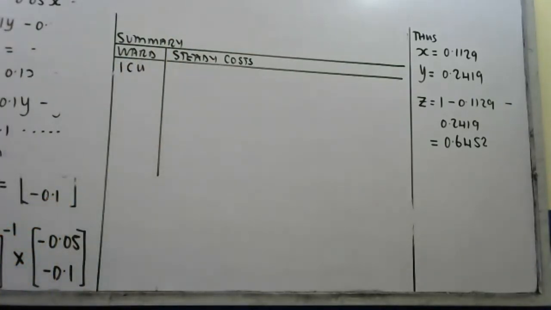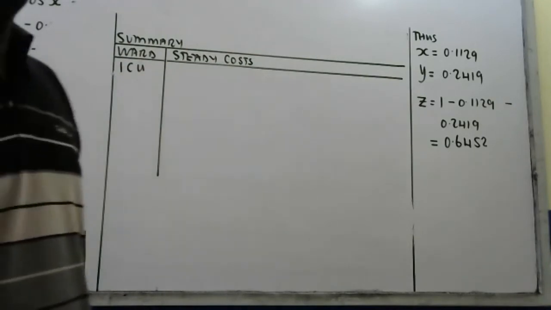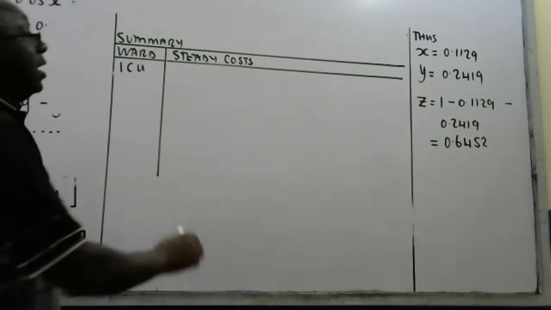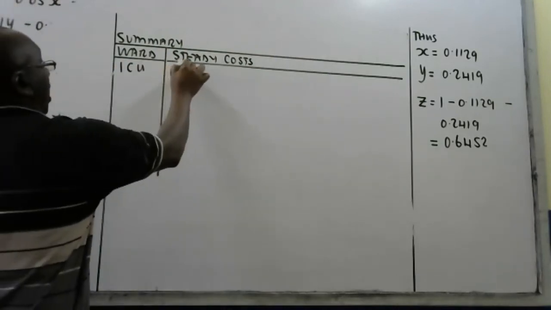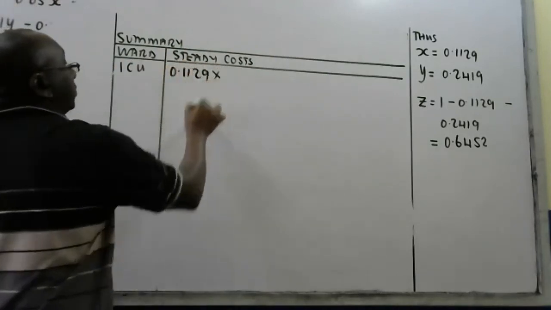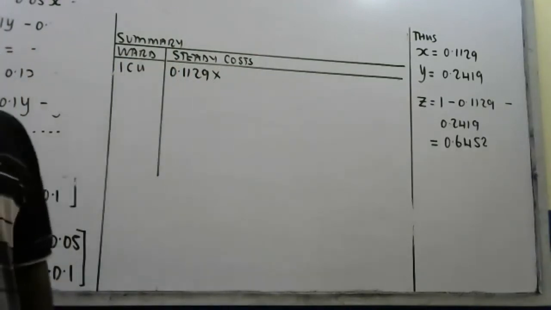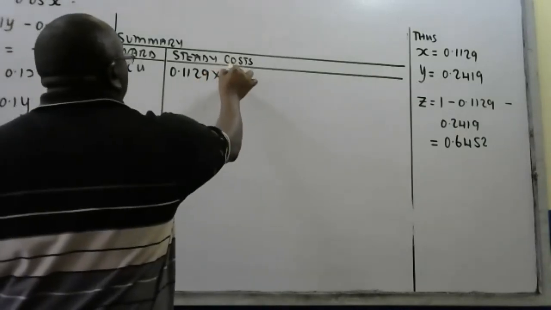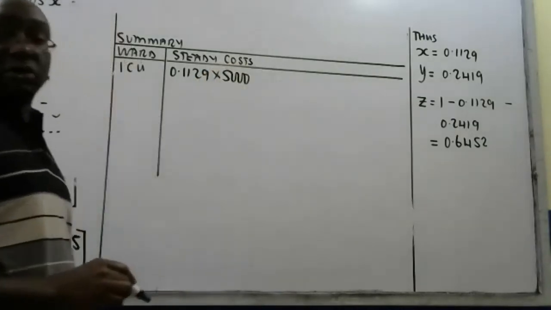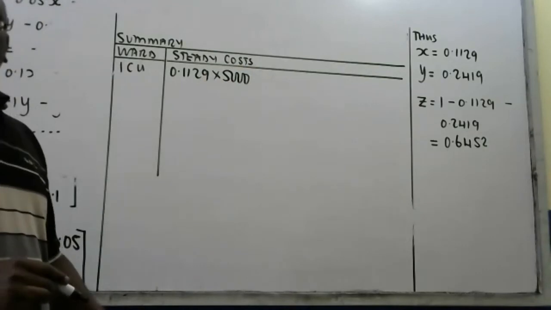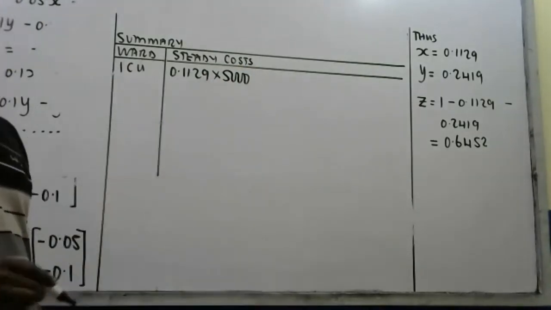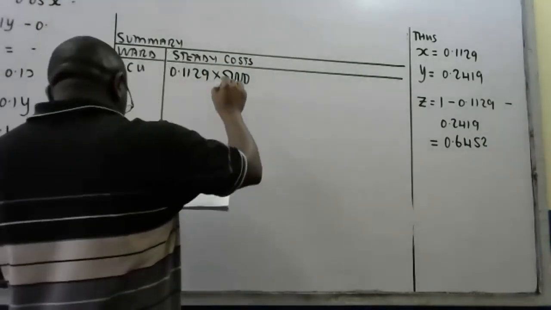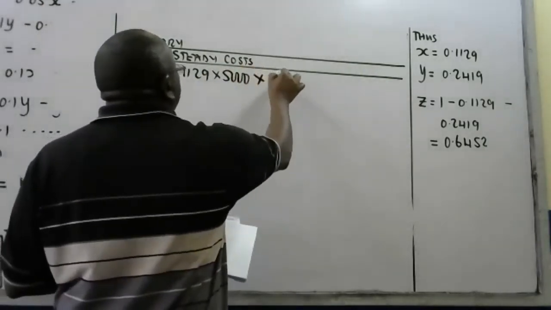So the argument will proceed like this. ICU has a proportion of 0.1129. And the whole hospital has 5,000 patients. So you multiply by 5,000. That tells you how many patients will be in the ICU. Then every patient in the ICU is costing us 400,000.